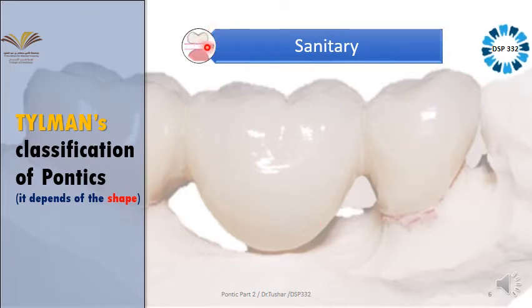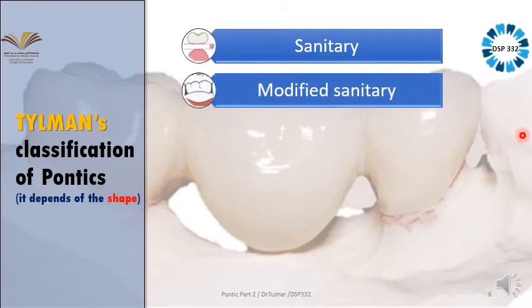So let me show you quickly. If you observe here, there is a space in between your pontic and your ridge. This type of pontic is called a sanitary pontic.